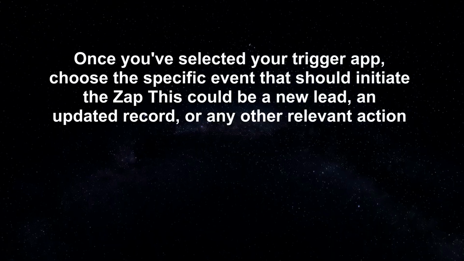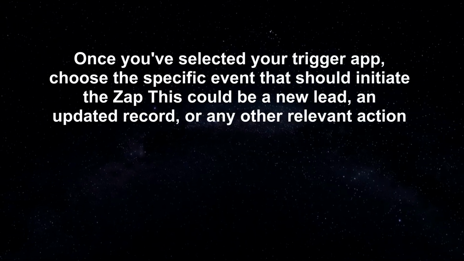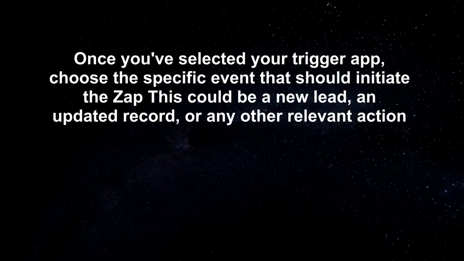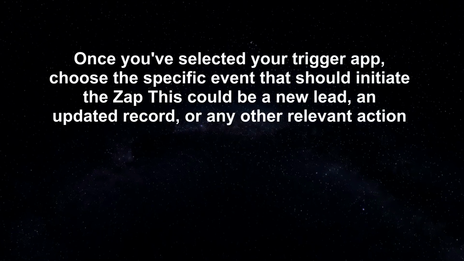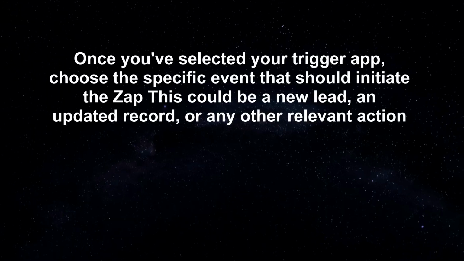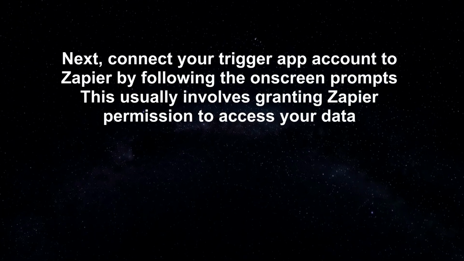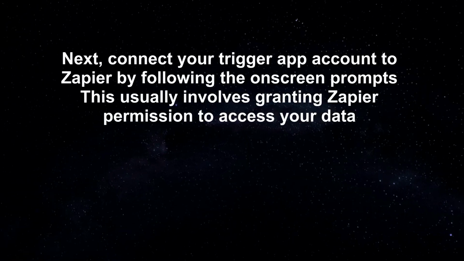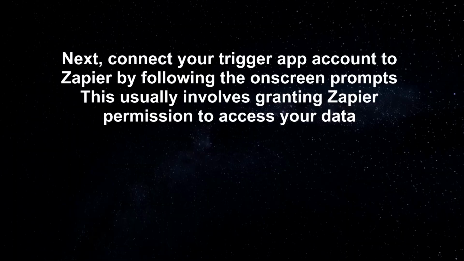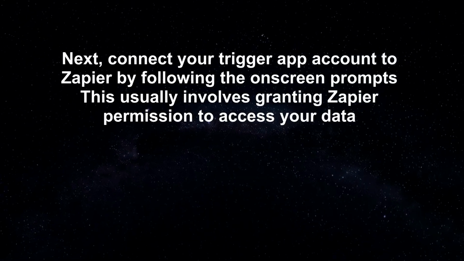Once you've selected your trigger app, choose the specific event that should initiate the Zap. This could be a new lead, an updated record, or any other relevant action. Next, connect your trigger app account to Zapier by following the on-screen prompts. This usually involves granting Zapier permission to access your data.